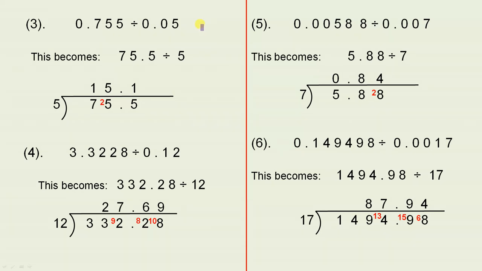0.755 divided by 0.05. We need to move the decimal point 2 places to make the denominator a whole number. We do the same with the numerator. This becomes 75.5 divided by 5. So that's what it looks like now. We've written that here. 5 into 7 goes once, 2 left over. 5 into 25 goes 5. Put down the decimal point. 5 into 5 goes 1. So the answer is 15.1.